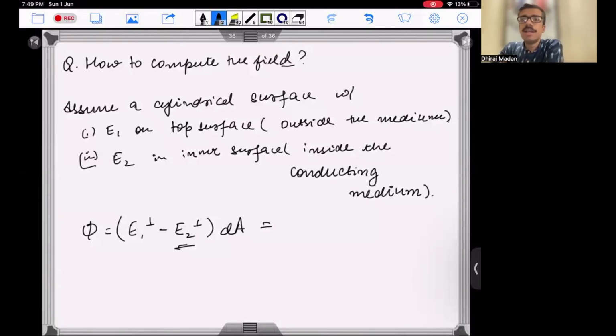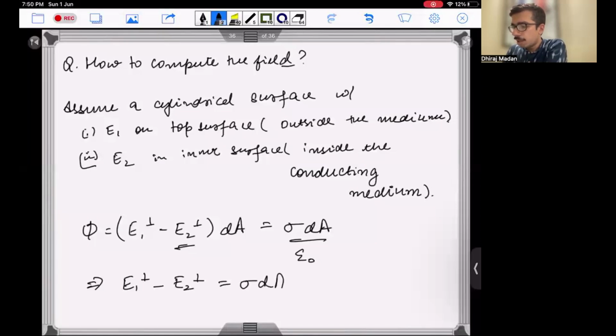This must equal the net charge enclosed over epsilon naught. Now, how much is the net charge enclosed within the cylindrical box? The charge density is sigma and the area of the box is dA, so the charge enclosed is sigma dA over epsilon naught. So what you get is that E1 perpendicular minus E2 perpendicular is sigma over epsilon naught. The difference between the electric fields in the upper and lower patch, if there is a surface of charge density sigma, is sigma over epsilon naught.